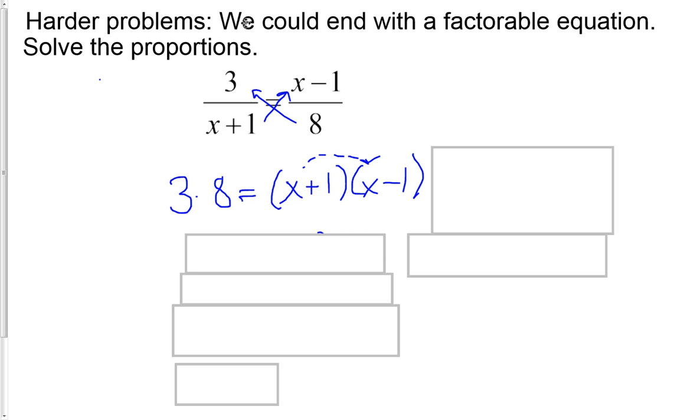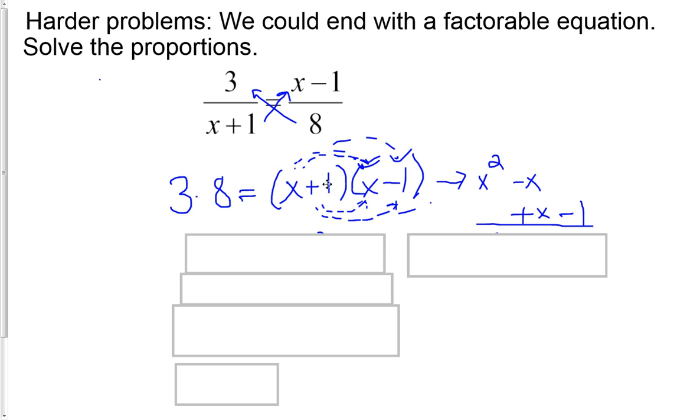Well, x plus 1 times x minus 1, you need to do x times x first, x squared, x times minus 1, minus x, plus 1 times x, plus x. This is FOIL. Firsts, outers, inners, and then last would be plus 1 times minus 1. And that's all done in this parentheses for us already, but I just want to show you that there's 4 pieces, and then we're going to simplify.